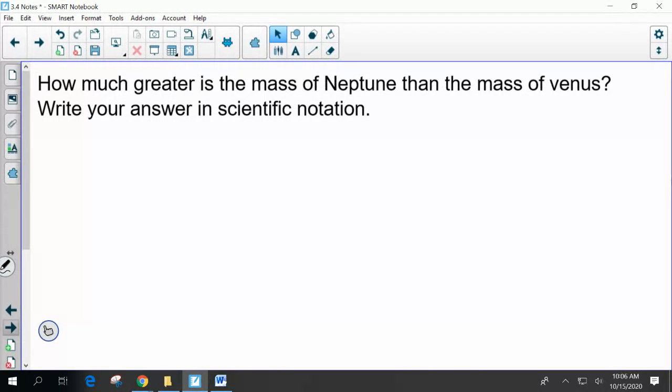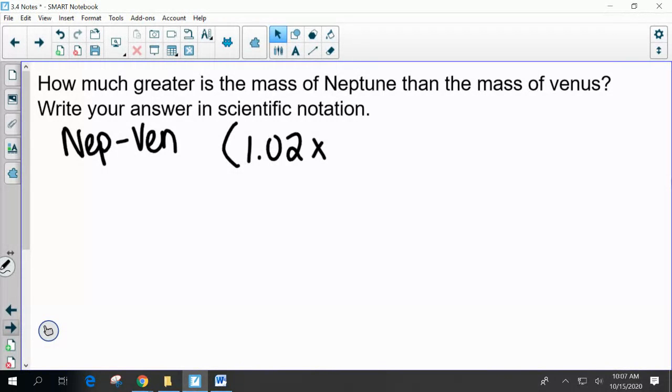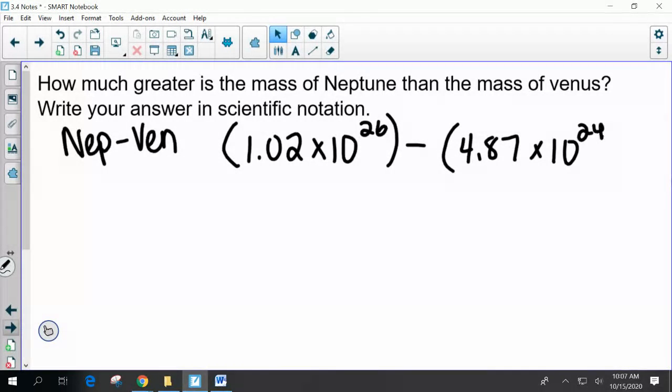Next one. How much greater is the mass of Neptune than the mass of Venus? If I say that this person weighs 500 pounds and this person weighs 200 pounds, how much greater do they weigh? 300, right? You would subtract. So we need to subtract Neptune minus Venus. On your chart, Neptune is 1.02 times 10 to the 26, and Venus is 4.87 times 10 to the 24.